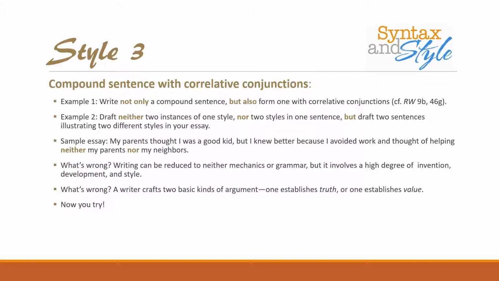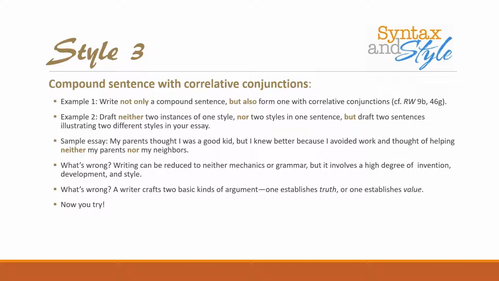Now here's an example from a sample student essay. My parents thought I was a good kid, but I knew better because I avoided work and thought of helping neither my parents nor my neighbors. In this example, the neither nor is at the phrase level, but it is also a compound sentence. So it technically meets the qualifications of compound sentence with correlative conjunctions, although the correlative conjunctions don't separate two clauses.